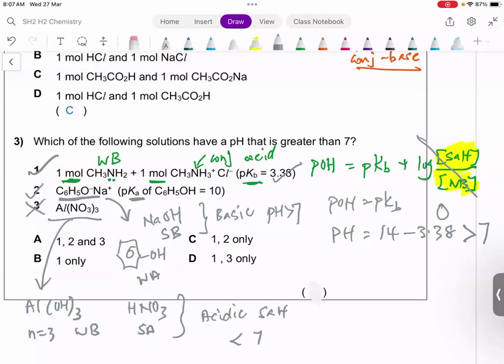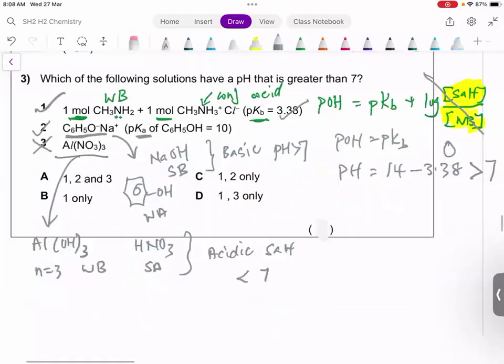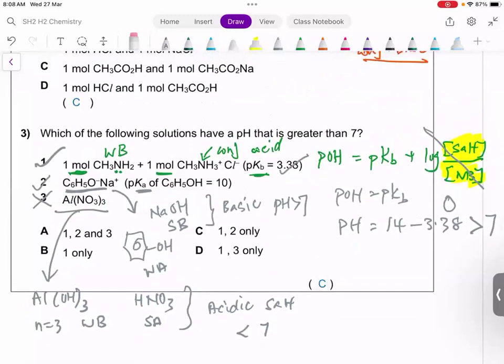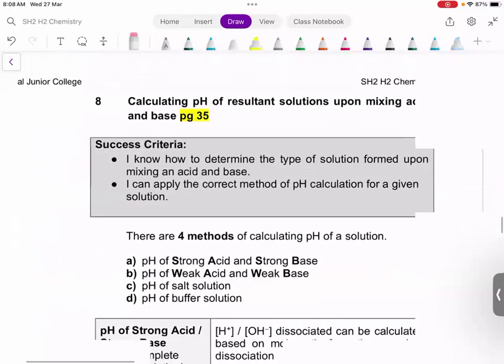Is it okay? Am I going too fast? Okay, so we are done with this part. Then I'll move on. So the answer here is 1 and 2 only. Okay, let's move on to the next part.